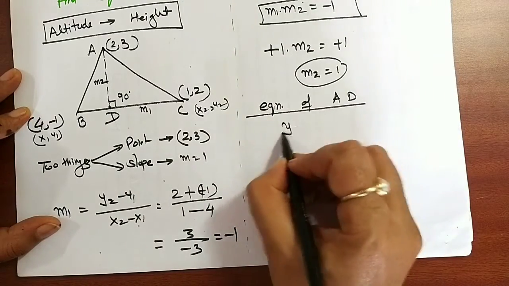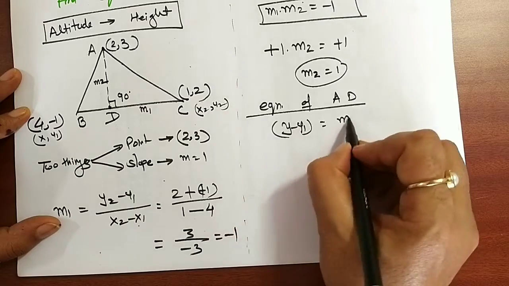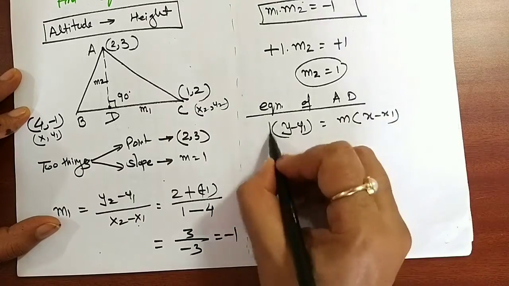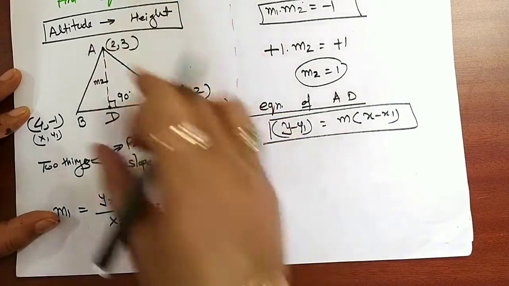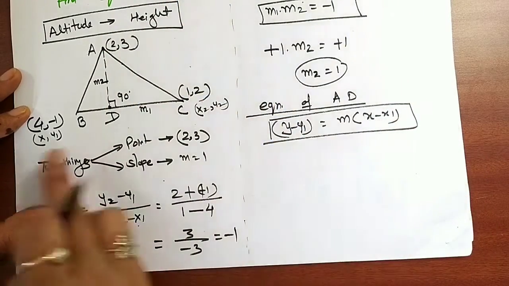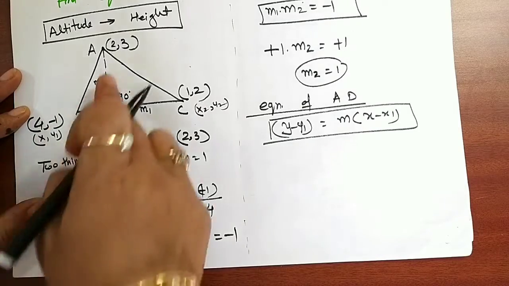Write down the equation of AD. So what will be the equation? y minus y1 equals m into x minus x1. Guys, when I am writing this equation, don't think I have to use x1, y1 of this one. No, this is not present on AD.